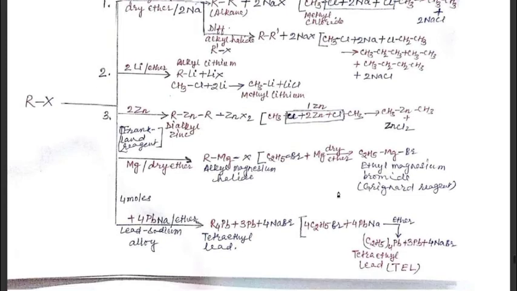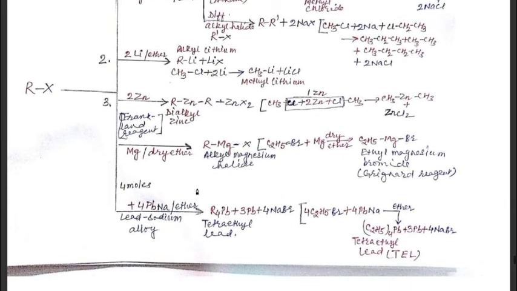Okay. Last reaction for this category is reaction with lead sodium alloy in ether. Then we get tetraethyl lead. For example, ethyl bromide treated with sodium lead alloy in presence of ether, we get tetraethyl lead, which is called TEL. Okay.